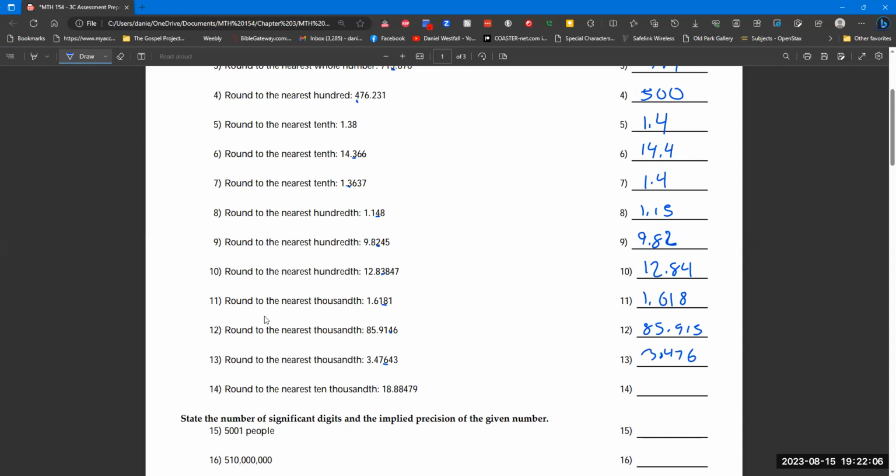Round to the nearest 10 thousandths. Tenths, hundredths, thousandths, 10 thousandths is where the 7 is right there. The 9 is going to make me round up, so 18 8,848 ten thousandths.